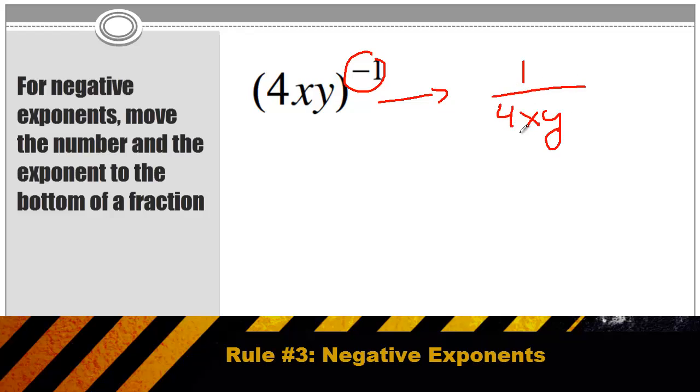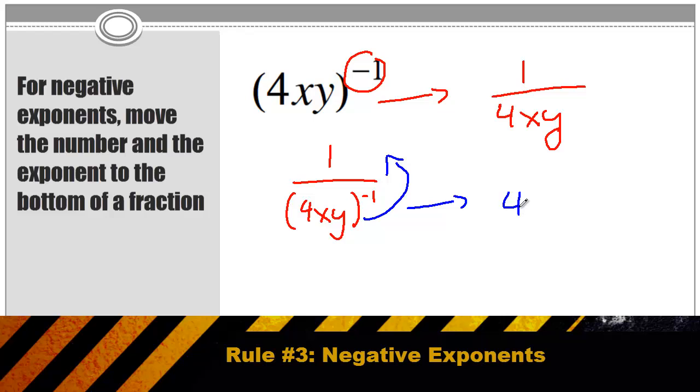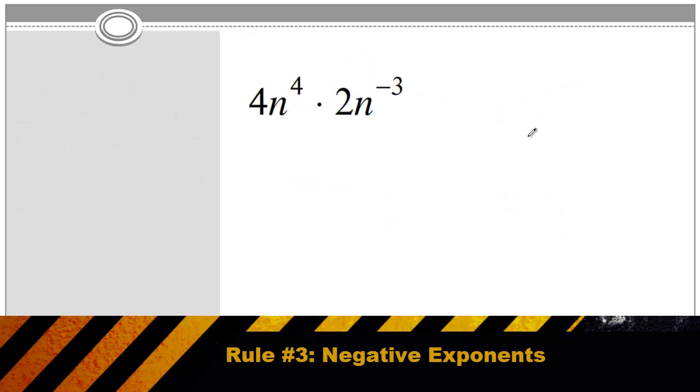If by chance the original equation had been 1 over 4xy in parentheses to the negative 1, then I would just do the opposite. I would take what's on the bottom and move it up to the top, making that equation 4xy. In our last problem, we had a 4xy with parentheses around it, all to the negative 1.